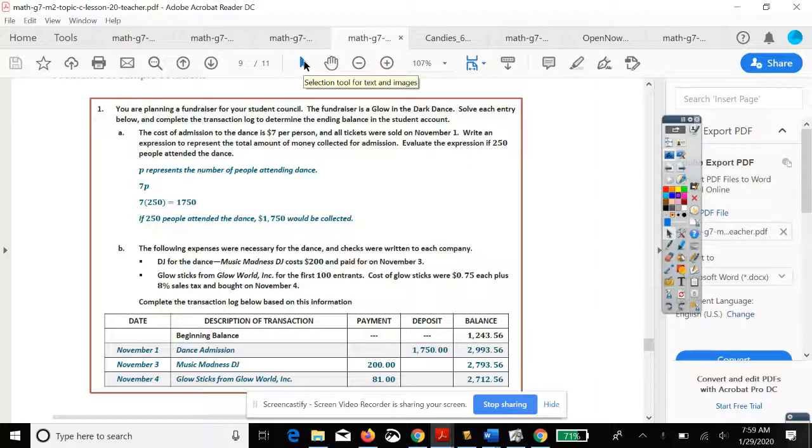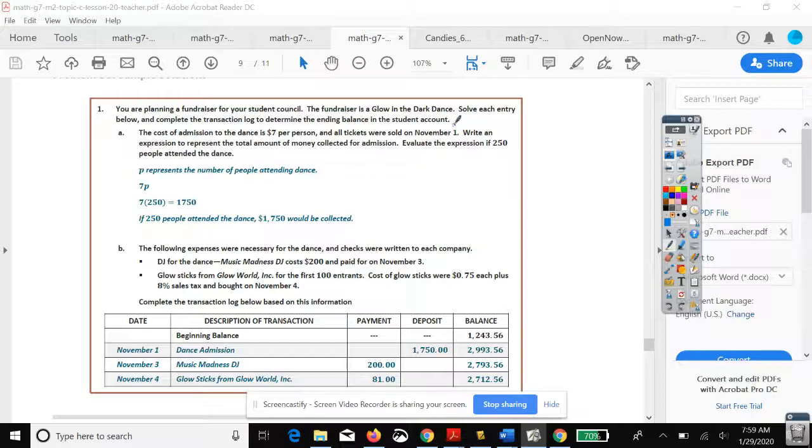You are planning a fundraiser for your student council. The fundraiser is a glow in the dark dance. Solve each entry below and complete the transaction log to determine the ending balance for the student account. So let's understand what's going on. We're doing a fundraiser. We're making money by having a dance, so we have to keep track of the money. So the cost of admission for the dance is $7, and all tickets were sold on November 1st.